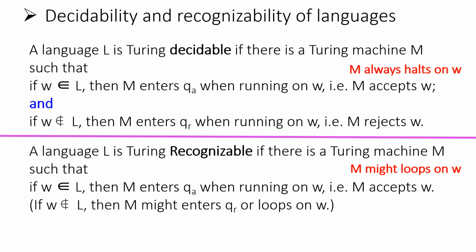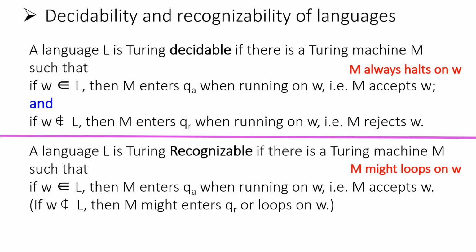There are classes of languages defined by Turing machines. One is decidable languages, and the other is recognizable languages. A language L is Turing decidable if there is a Turing machine M such that if W is in L, then M enters the accept state when running on W, i.e. M accepts W. And if W is not in L, then M enters the reject state when running on W, i.e. M rejects W.